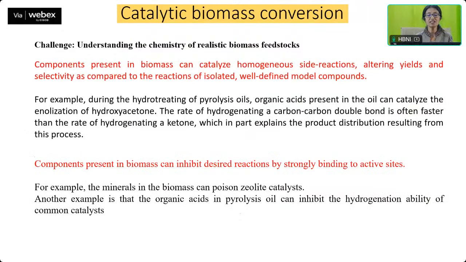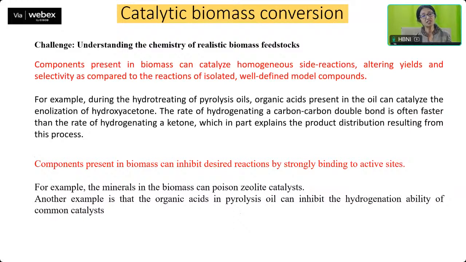So components present in biomass can catalyze homogeneous side reactions, altering yields and selectivity as compared to the reaction of isolated, well-defined model compounds. For example, when you're hydrotreating pyrolysis oils, organic acids present in the oil can catalyze the enolization of hydroxyacetone. The rate of hydrogenating a carbon-carbon double bond is often faster than the rate of hydrogenating a ketone, which in part explains the product distribution resulting from this particular process. So you have to understand that the components present in the biomass itself can catalyze some homogeneous side reactions.